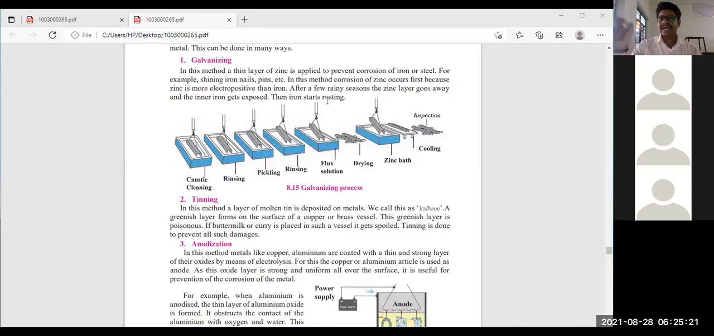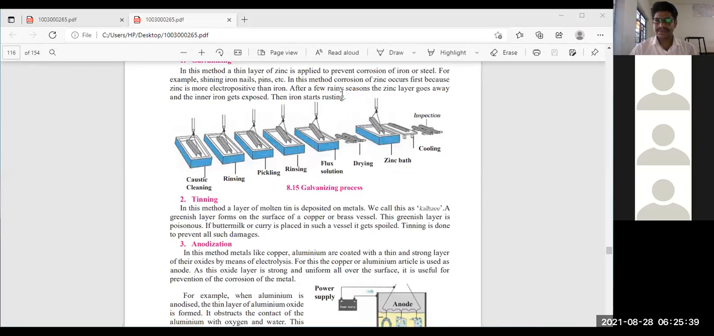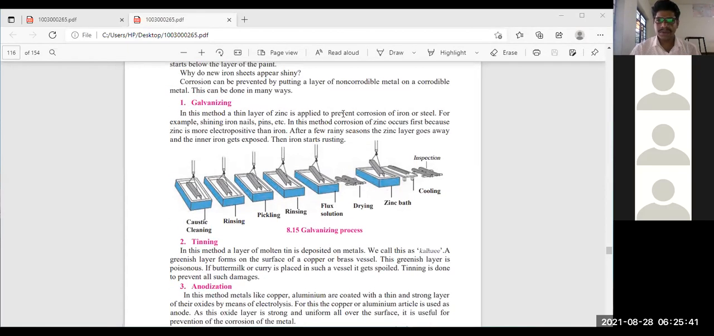If you keep these iron nails outside for a longer time and observe them after a few days, then that shiny silver layer will be removed by the atmospheric conditions, by the moisture, and afterwards it will convert into a reddish color. This is happening due to corrosion. To avoid this, what do we have to do? The galvanizing process with the help of zinc.